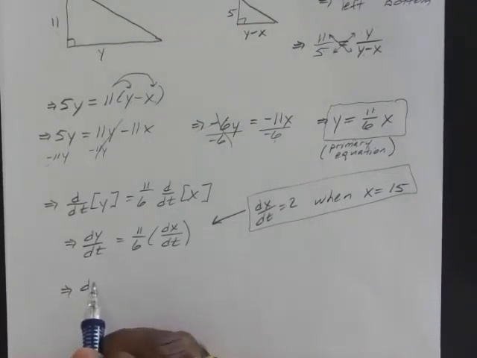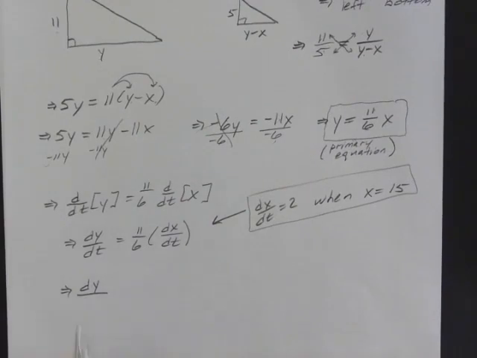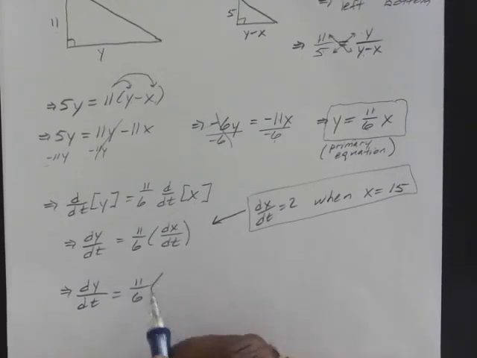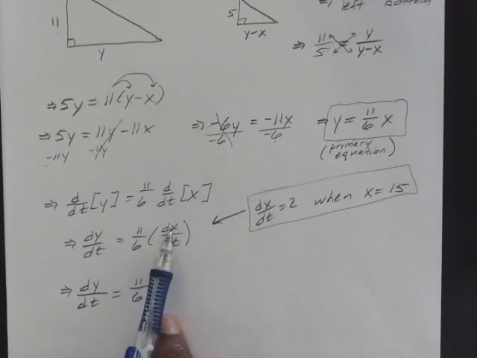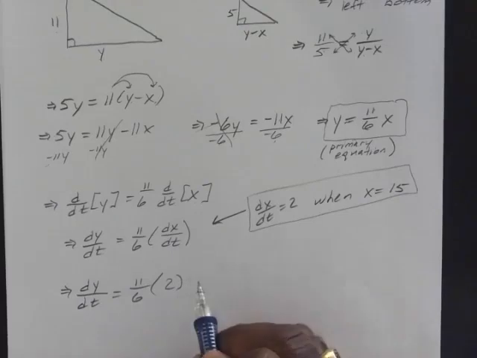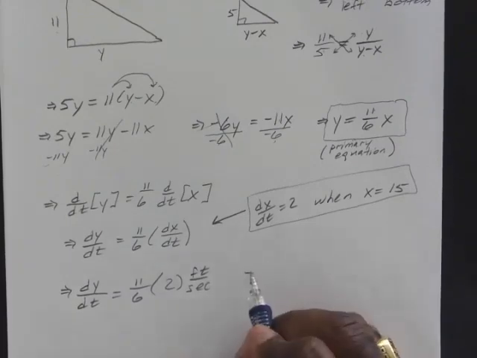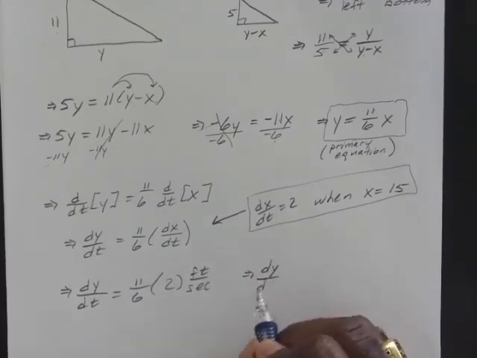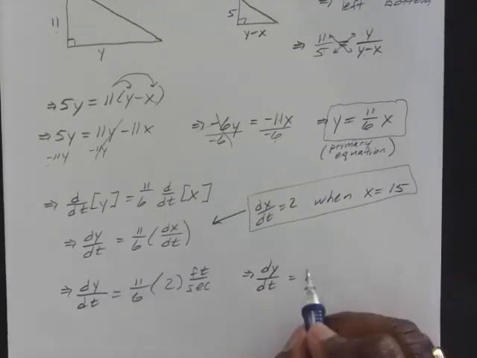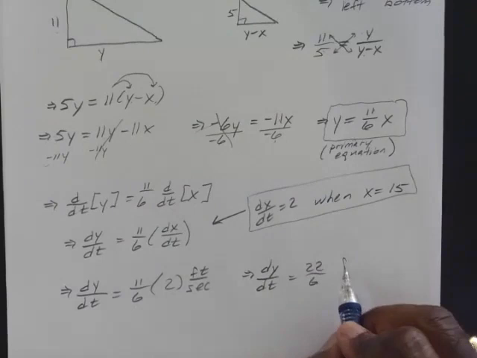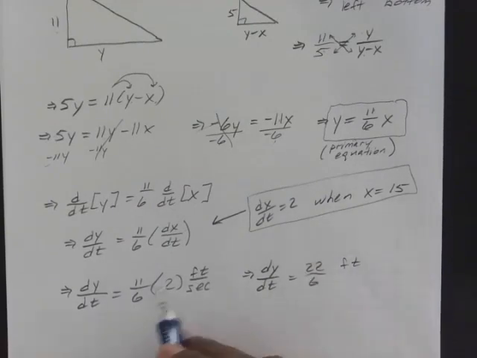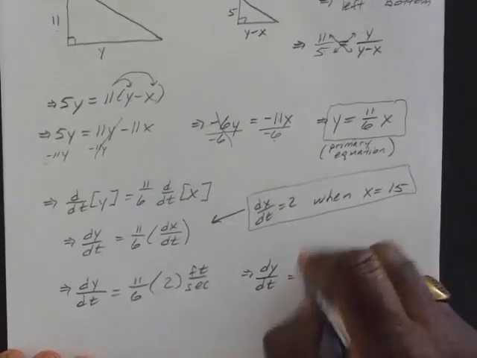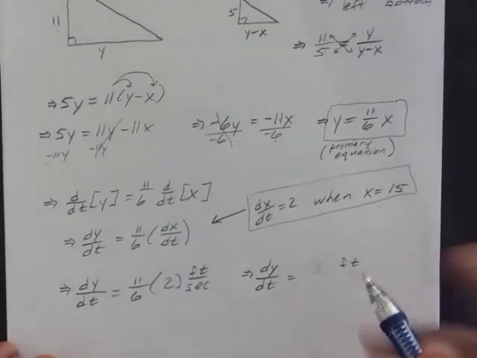Okay, so the rate of change of the distance of the tip of her shadow with respect to time is equal to 11 over 6 times the rate of change of the distance between her and the pole with respect to time, which is 2 feet per second. So that gives us 22 divided by 6 feet per second, or you can simplify that to 11 divided by 3. Just put it in its simplest form.